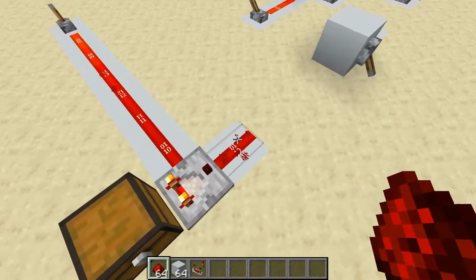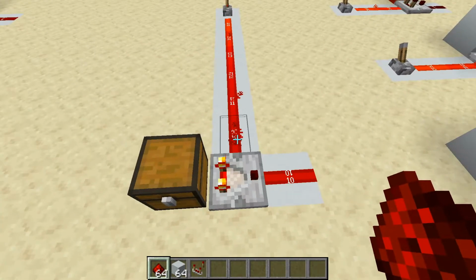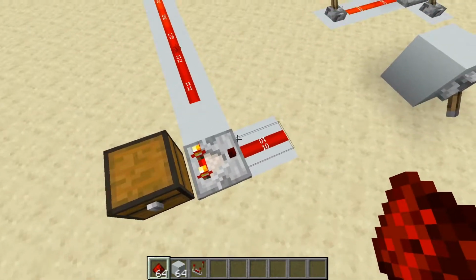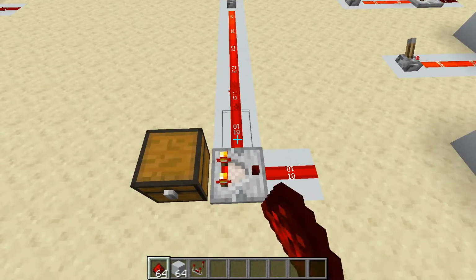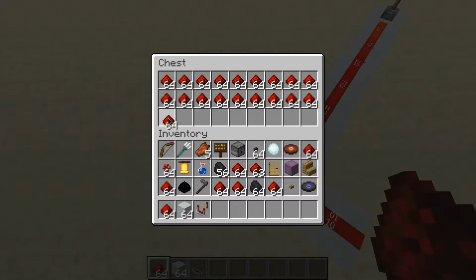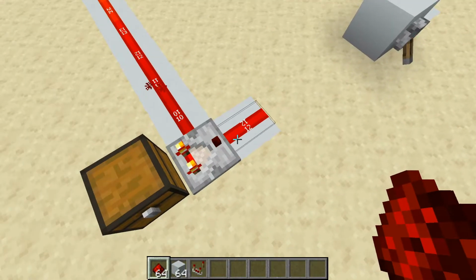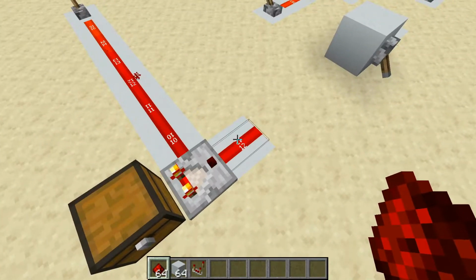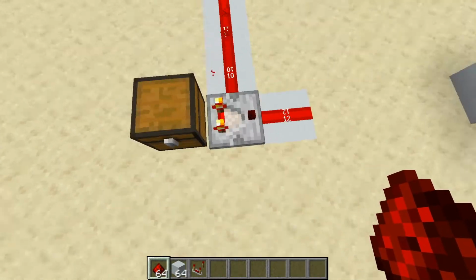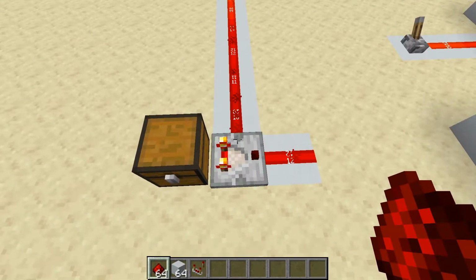And now it's actually outputting the signal strength of 10, which is the same as if we didn't have redstone coming in from the side. And if I went a little bit further, we'd actually get an even stronger signal strength. But it will only output that signal strength if it's stronger than what's coming in from the side.